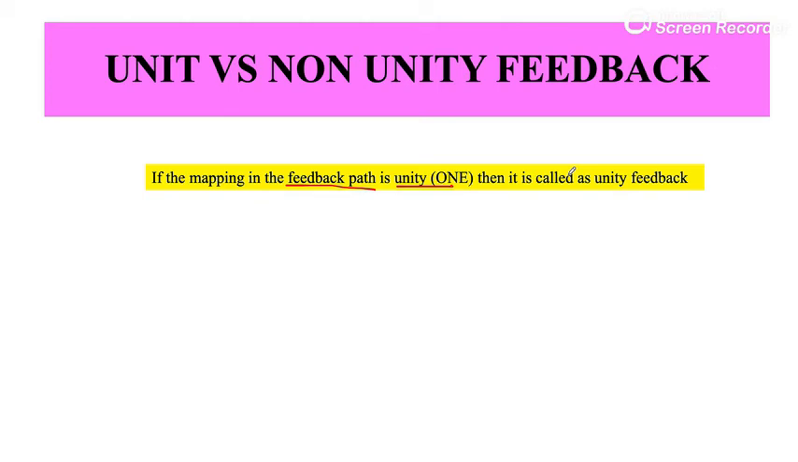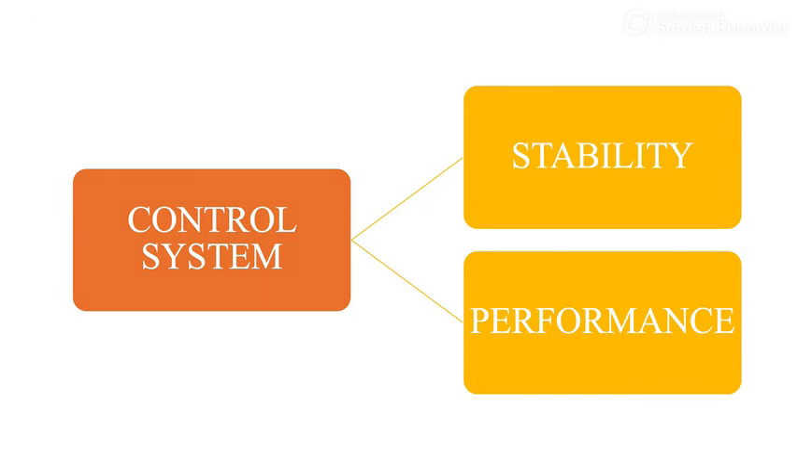If it is 1, then it is unity feedback. If it is not 1, then it is non-unity feedback. The second point is that as far as a course on control systems is concerned, any design of a control system has two important aspects. If I am designing a controller for a dynamic system, I always need to focus on two important attributes. What are they? The first one is stability and the second one is performance.